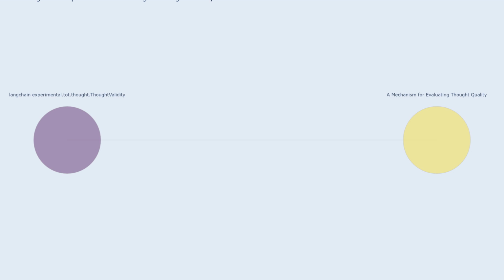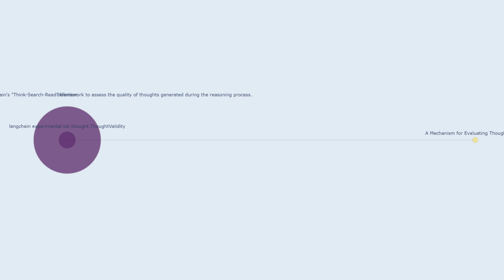langchain experimental thought validity. An in-depth look at a key component of LangChain's Think Search Read framework for evaluating thought quality. Thought validity is a mechanism used within LangChain's Think Search Read framework to assess the quality of thoughts generated during the reasoning process. It plays a vital role in ensuring the effectiveness and accuracy of LangChain's reasoning capabilities. It acts as a quality control mechanism, evaluating the relevance, coherence, and validity of the generated thoughts.